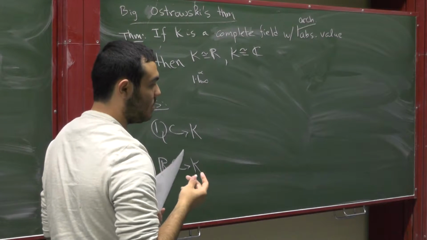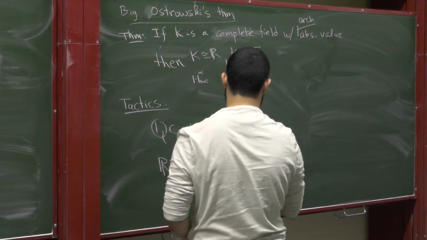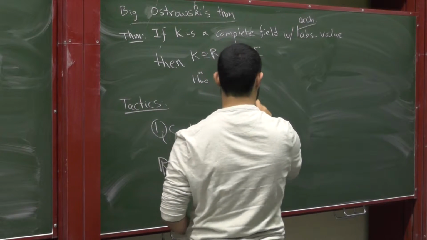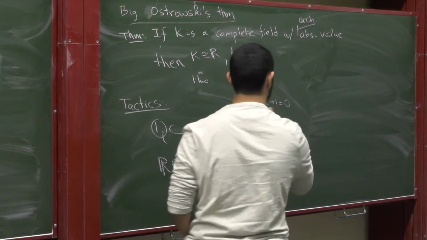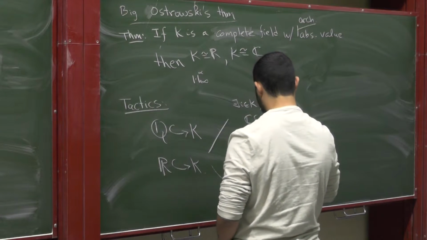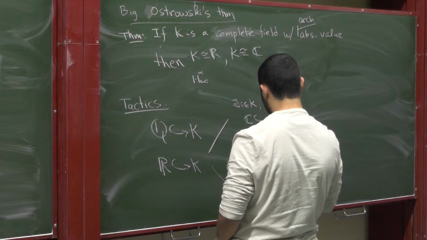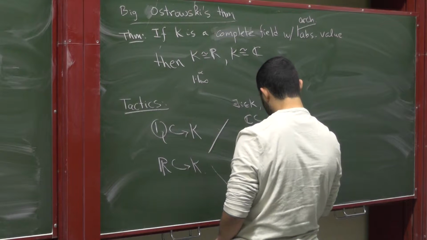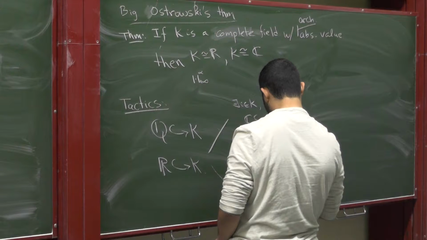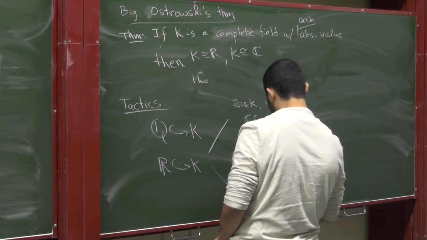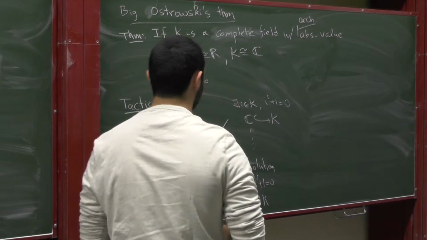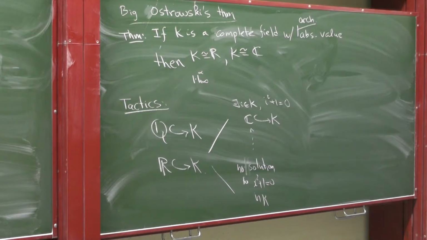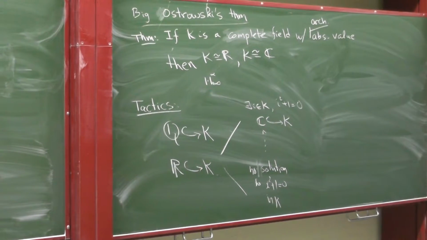So now there are two cases. Either there is some i in K, and C embeds in K, or there is no solution to the equation x squared plus 1. And then we wish to add i and go up there. But this is a bit tricky, so let's start with what happens in case 1.